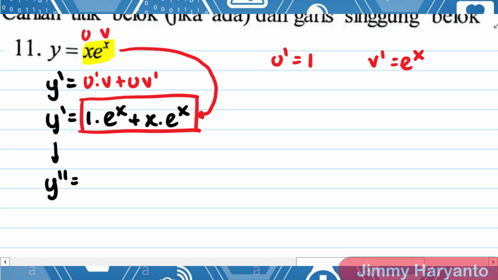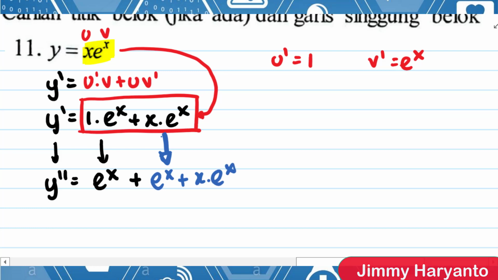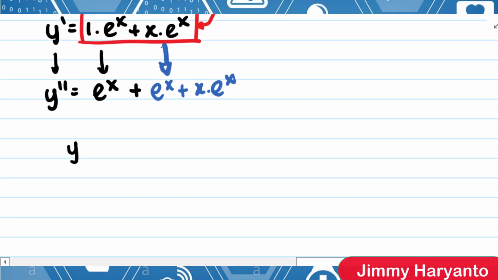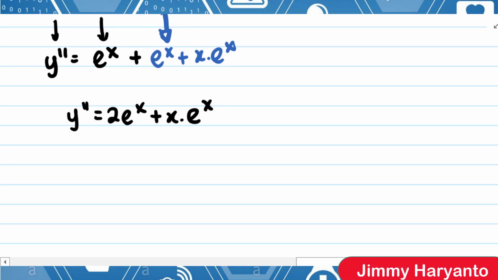So the y double accent will be the differentiation of this one. E to the power of x differentiated is e to the power of x, it's the same. But for x times e to the power of x, which is the y, it is differentiated to this one, so that means it is differentiated into e to the power of x plus x times e to the power of x. So the y double accent will be 2e to the power of x plus x times e to the power of x. And then the next thing you have to do is to make it 0.